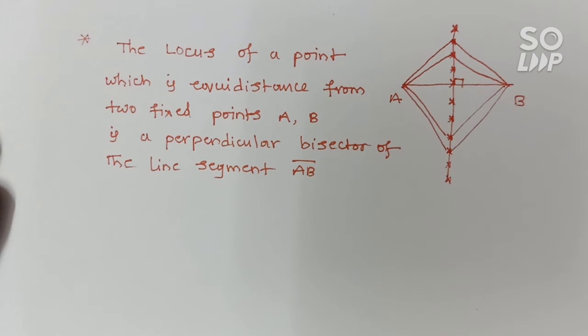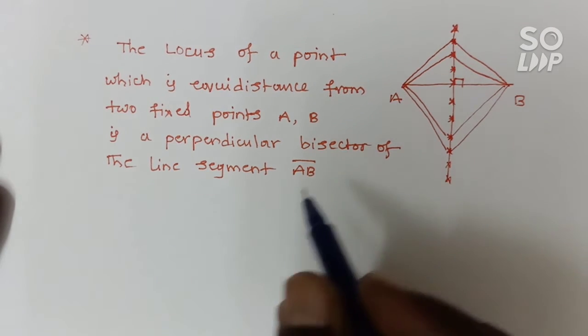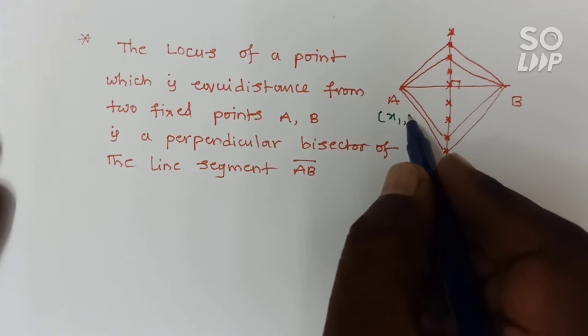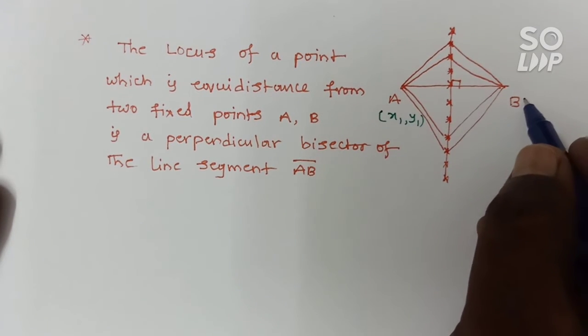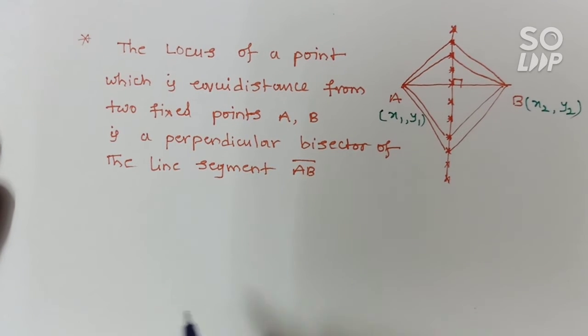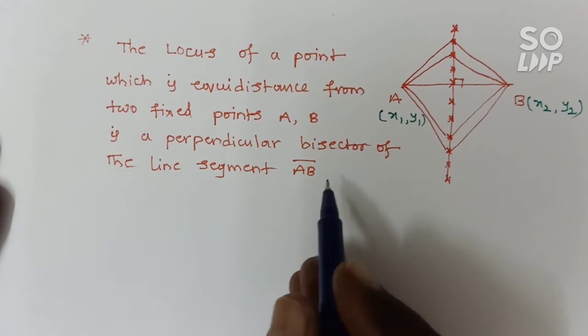And next you see, suppose point A is x1 comma y1, and point B is x2 comma y2. What is the condition in this one?